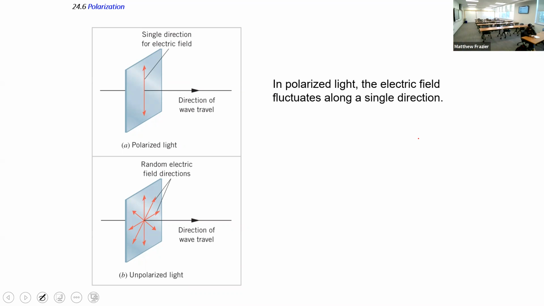So for the actual filtering, you have different ways of doing that. One way is to have a material like a plastic, let's say, with long oriented molecules, where the electric field's likely to interact more in one direction than in the other. And so it gets absorbed in one direction and not absorbed in the other. So you could do something like that. There are other versions.